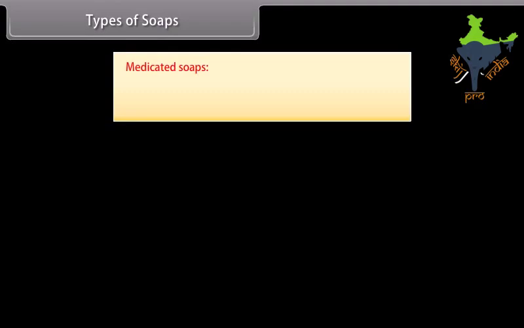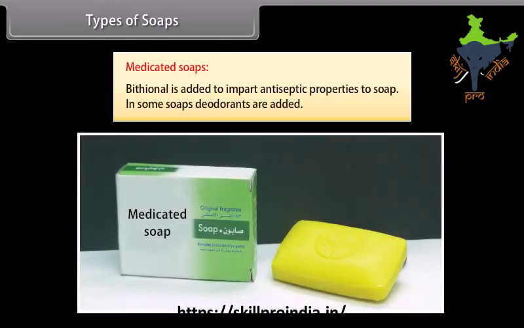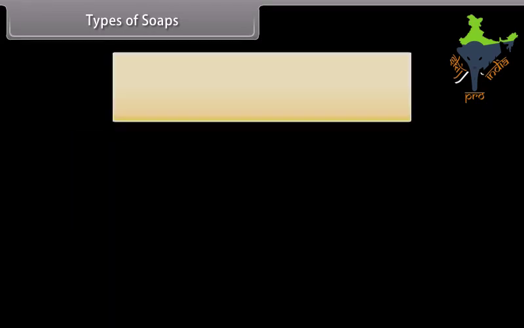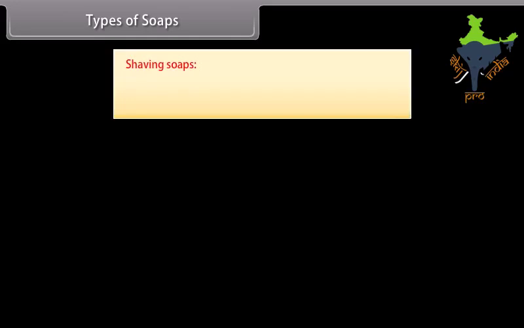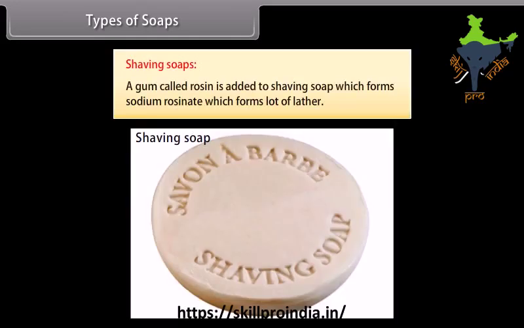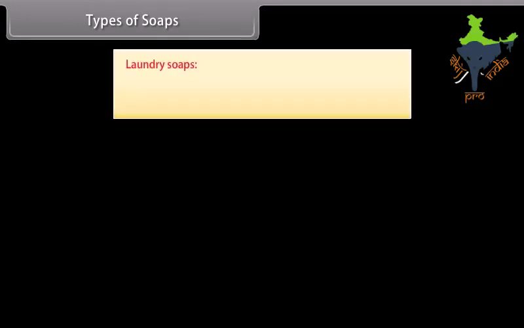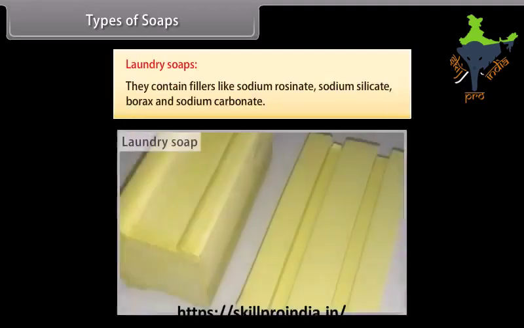Medicated soaps. Bithionol is added to impart antiseptic properties to soap. In some soaps, deodorants are added. Shaving soaps. A gum called rosin is added to shaving soap, which forms sodium rosinate, which forms a lot of lather. Glycerol is also added to them to prevent drying. Laundry soaps. They contain fillers like sodium rosinate, sodium silicate, borax, and sodium carbonate.